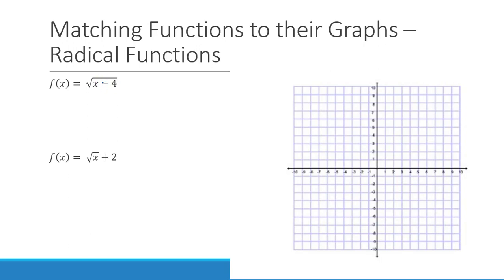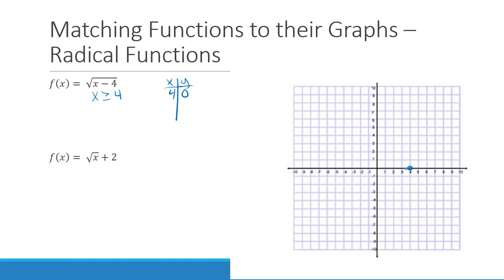In terms of your domain, keep in mind you do not want numbers that are going to be less than 4. You want x to be greater than or equal to 4. Now, 4 is a good number to plug in because when x is equal to 4, notice that y is going to be equal to 0. So if we're making a table here, if I plug in 4, 4 minus 4 is 0, square root of 0 is 0. So that's going to be kind of my starting point.